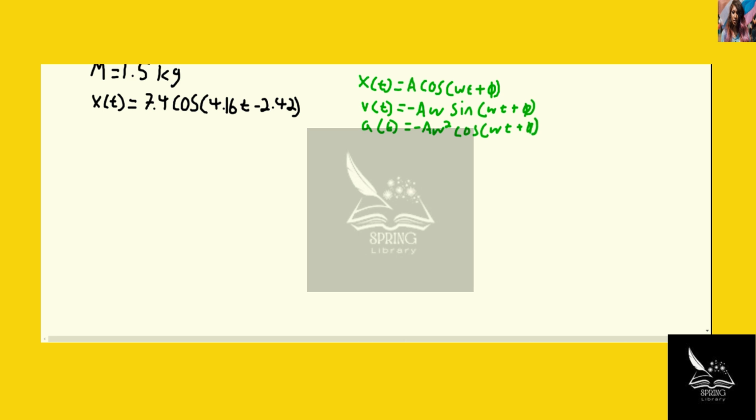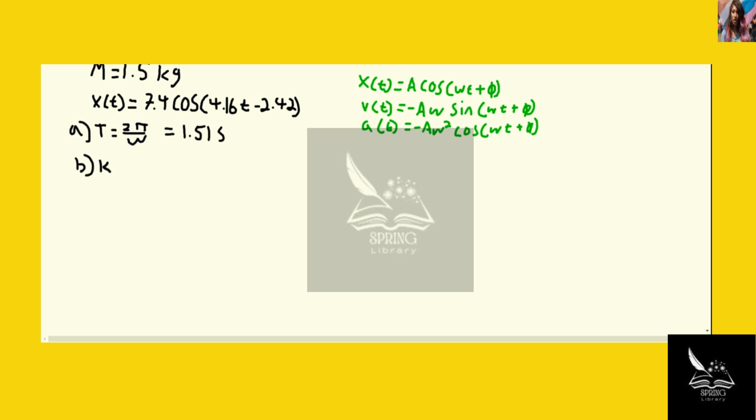So now that we've got this general stuff out of the way, we can jump right in and get right into the problems. Part A is asking for the period. We know that the period is going to be equal to 2 pi divided by the angular frequency, omega. From looking at the general to the regular position equation, we can see 4.16 is omega. So we plug in all those numbers, and we get that T is going to be equal to 1.51 seconds.